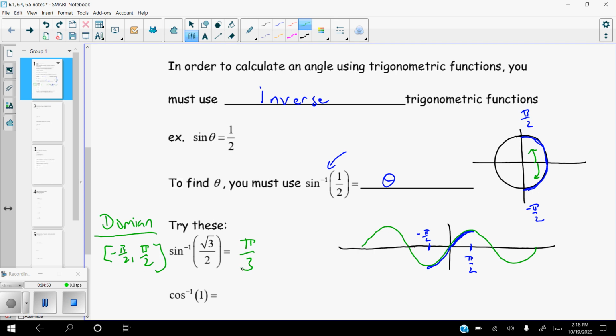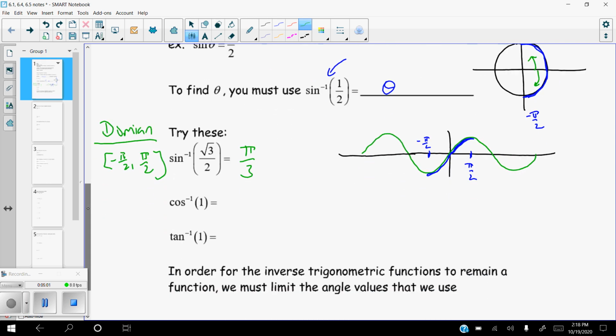And I know it's got to be positive pi thirds because the square root of 3 over 2 here was positive, meaning that had to come from what would be your first quadrant. Same general idea for cosine.